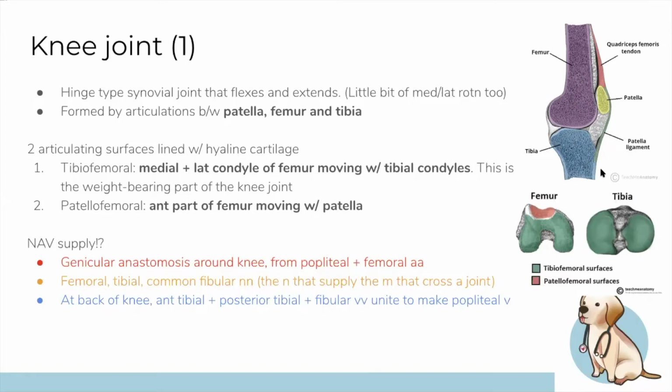Okay, neurovascular supply to the joint. Arterial supply is genicular. Genicular just means knee. So anastomoses around the knee that come from the popliteal artery. For the nerves, there's a rule in anatomy where any nerve that crosses the joint innervates the joint. So femoral, tibial, common fibular nerves, they cross the joint, so they innervate the joint.